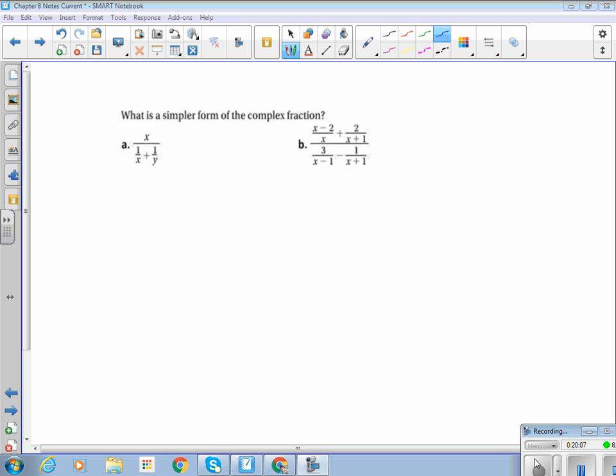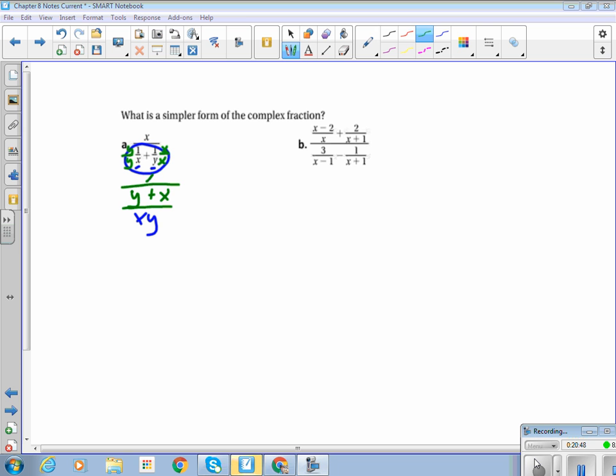Before I can multiply by the reciprocal, I need a common denominator for 1 over x plus 1 over y. I know these are already factored, so my common denominator is going to be x times y. From this one I need a y over y, and for this one I need an x over x, so that they have the common denominator xy. So 1 times y is y, and 1 times x is x. So the denominator is (y plus x) over xy.